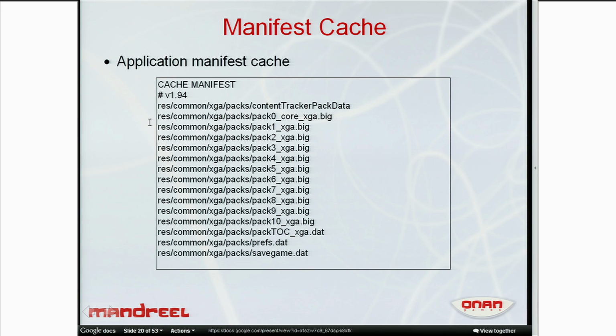So this is a typical application manifest cache. You have all the resources. You have this version number that you can change. This is, for example, for the Gun Bros game from Glu. These are the resources that the game is using.